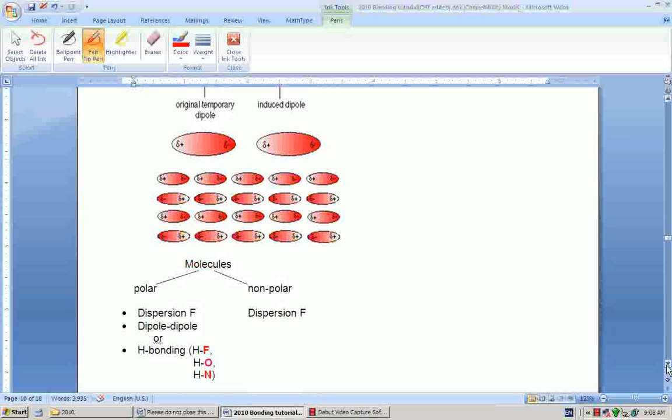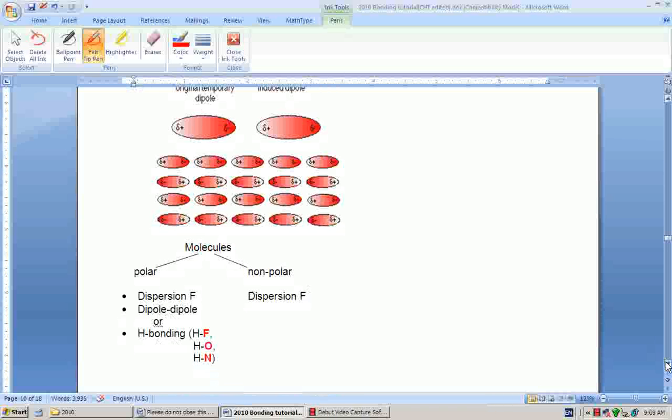Now, molecules can be divided into two categories: the polar molecules and the non-polar molecules. We all know that for non-polar molecules, the main intermolecular forces of attraction would be dispersion forces. For polar molecules, there are electrons as well, so actually dispersion forces also exist. However, in polar molecules, the main intermolecular forces of attraction is either dipole-dipole interaction or hydrogen bonding.